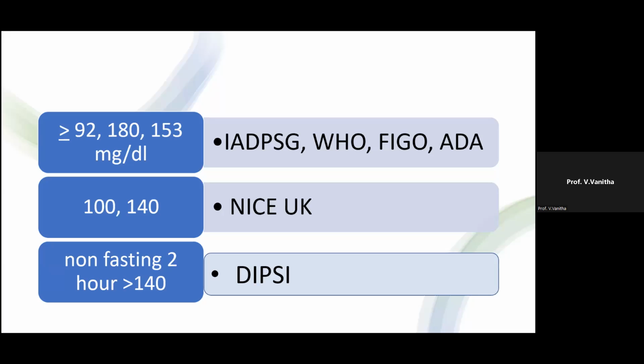And coming to the WHO, it has endorsed the DIADPSG guidelines. In that, as I put in the slideshow, the fasting is 92, 1 hour is 180, and 153 is the 2-hour postprandial. But NICE guidelines, again, it's the 75-gram OGTT. That consensus is almost universal nowadays, 75-gram OGTT. One is the fasting and the other the non-fasting. So in NICE guidelines, any one value of fasting more than 100 or postprandial more than 140 is taken as abnormal, and GDM is diagnosed.